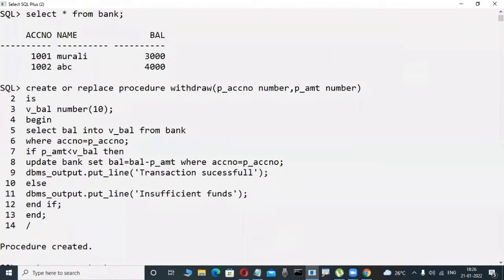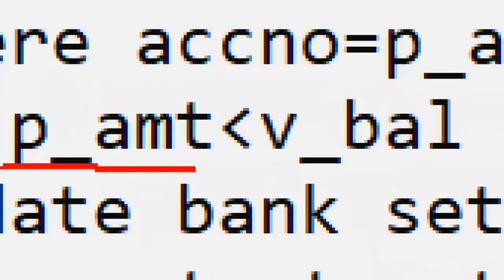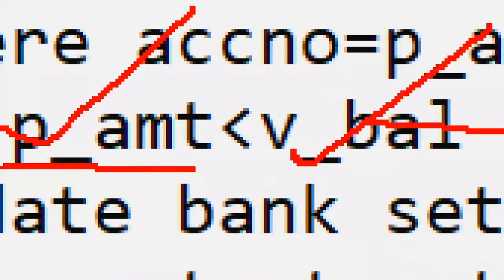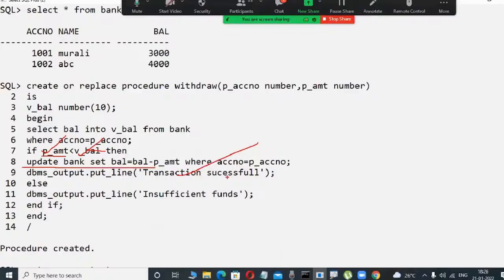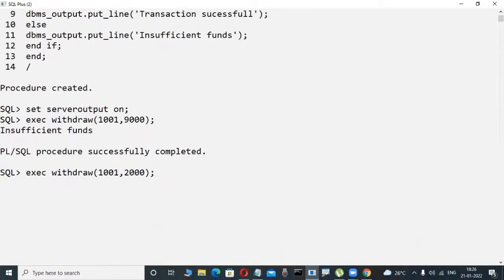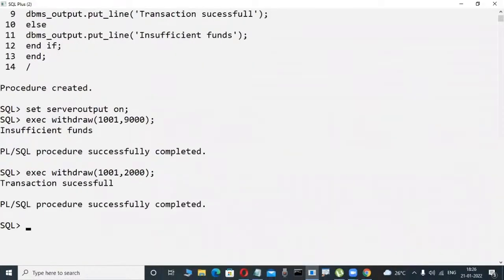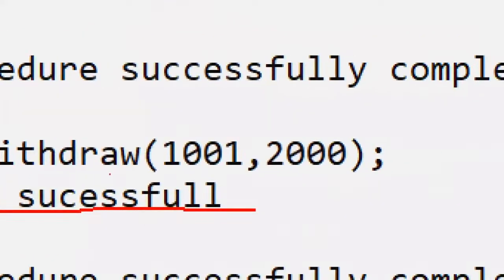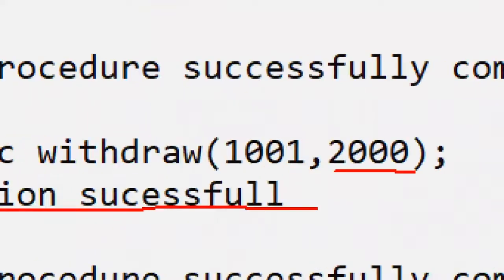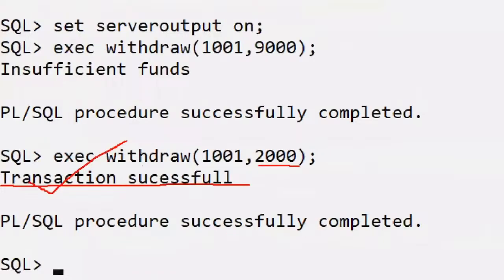Now the passed amount, 2,000, is less than the available balance, in this case 3,000. I am updating the bank table only. Updating the bank means modifying it. Just, the transaction is successful. Now, when I execute, I want it to automatically display transaction successful. You try to withdraw 2,000 rupees from 3,000 rupees, it is possible, so the transaction is successful. How is it possible?